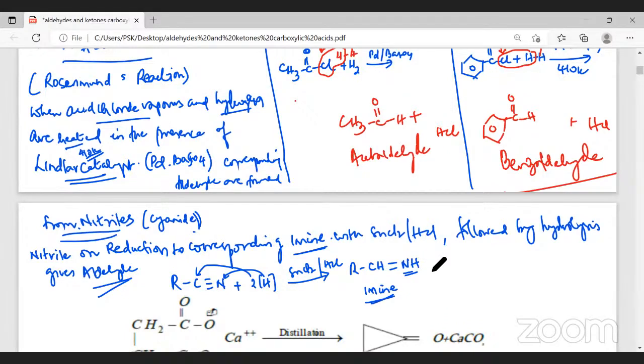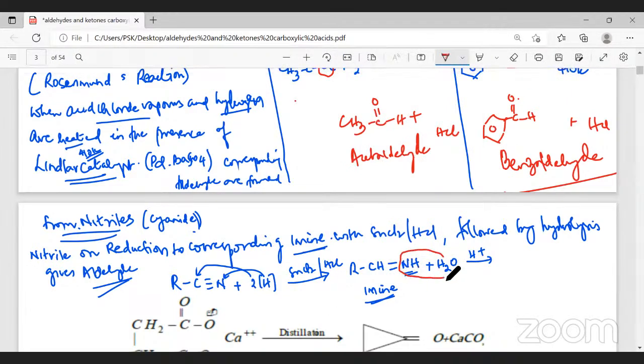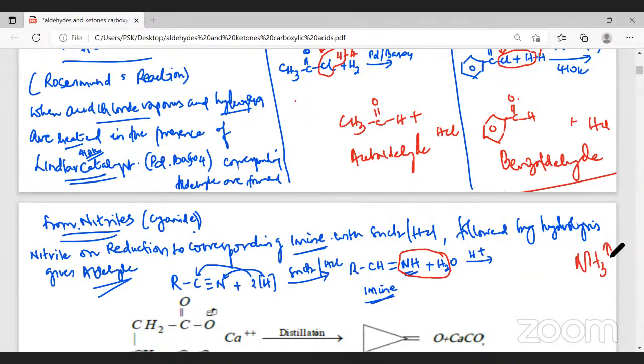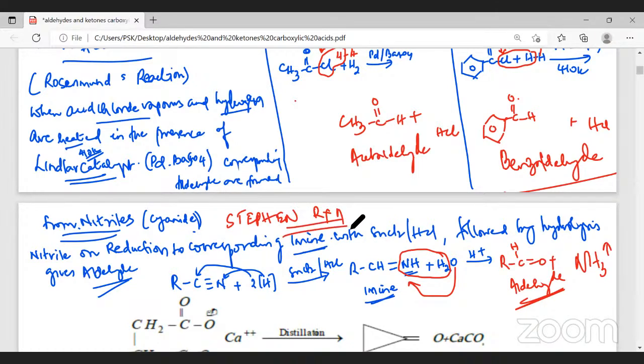This imine on hydrolysis, we can write it as H2, hydrolysis. This also happens in the presence of hydrogen. So what happens is, now I can show like this. NH and H2 get eliminated as ammonia. The byproduct is ammonia. So in place of NH, oxygen goes. Therefore, we have R, CH, and double bond O. This is nothing but aldehyde. This reaction is called Stephen's reaction. So reduction of nitriles to imines, and these imines are hydrolyzed to form aldehyde. This reaction is called Stephen's reaction.